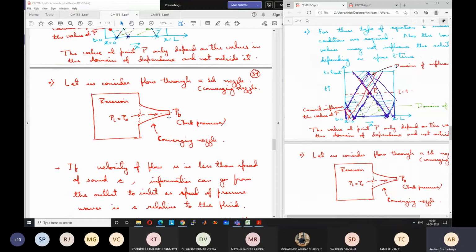You might have read in fluid mechanics. Anyway, it's not important in our course. But what I am trying to convey is that velocity will keep on increasing, and at some point it will reach the choked condition. Okay, so choked condition means at this point the speed of fluid is equal to the speed of sound.